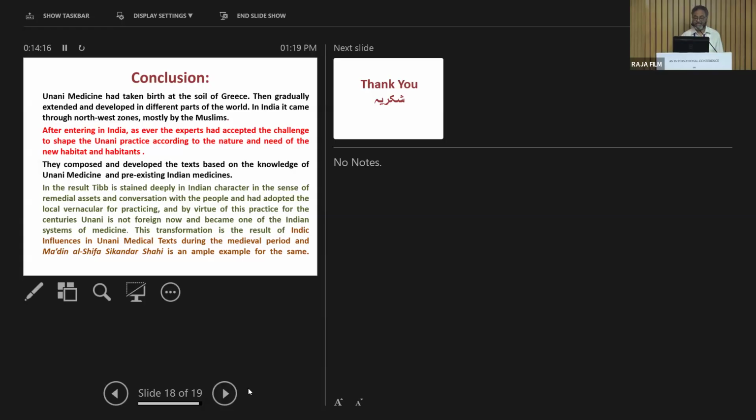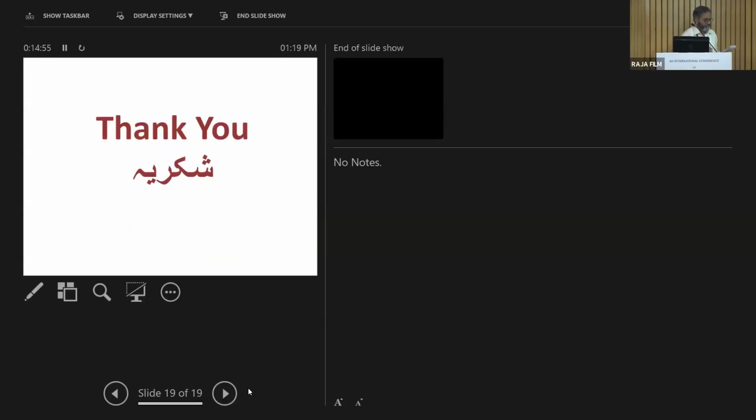As a result, it is stained deeply in Indian character in the sense of remedial assets and conversation with the people, and had adopted the local vernacular for practicing. And by virtue of this practice for centuries, Unani is not foreign now and has become one of the Indian systems of medicine. This transformation is the result of Indic influence in Unani medical texts during the medieval period, and Madan al-Shifa Sikandar Shahi is an ample example of the same. Thank you so much.